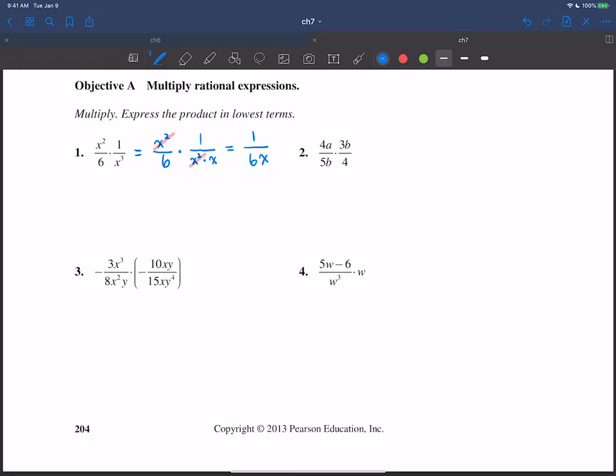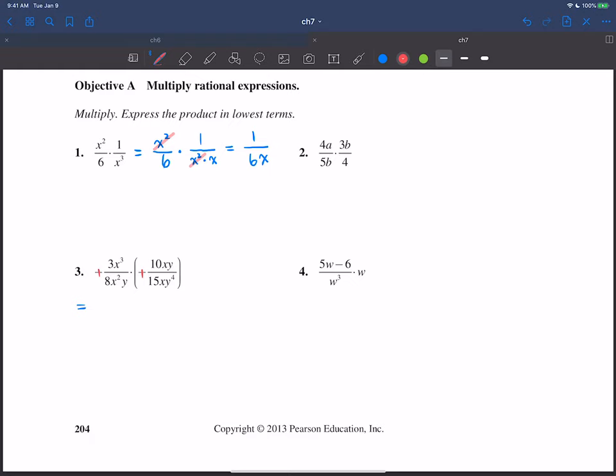Number two, we have a negative rational expression multiplied by another negative rational expression. Negative times negative is positive, so we could determine the sign first. We could get rid of both of the negative signs. And then I'm going to factor both the top and the bottom. So at this point, I'm going to cross out common factors from the top and the bottom as I see them.